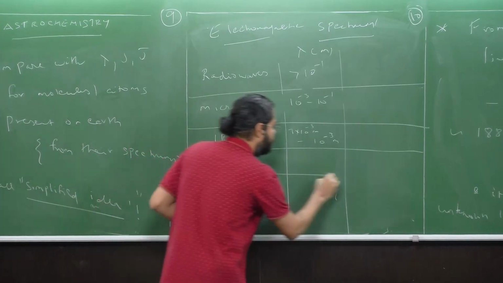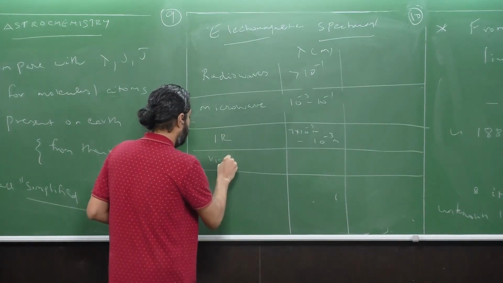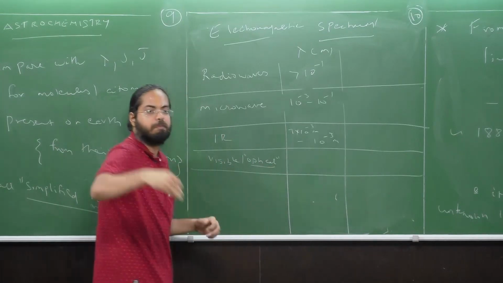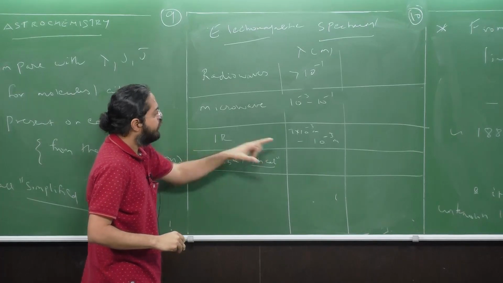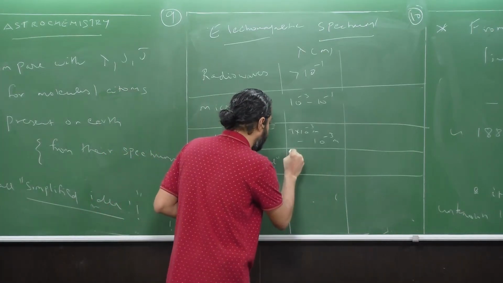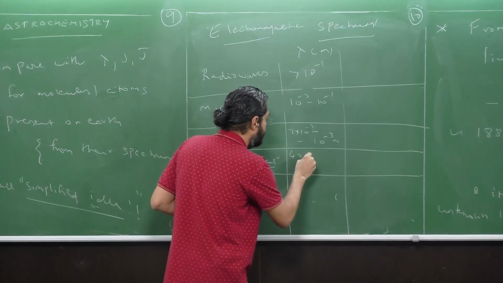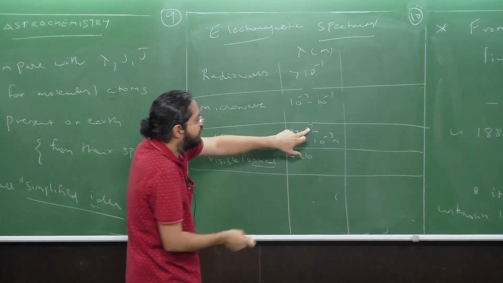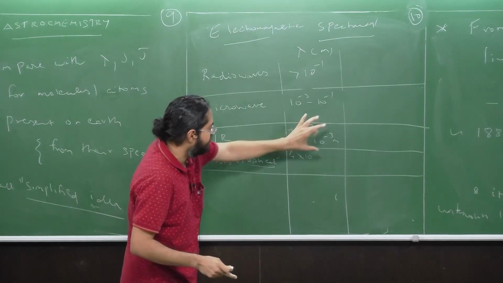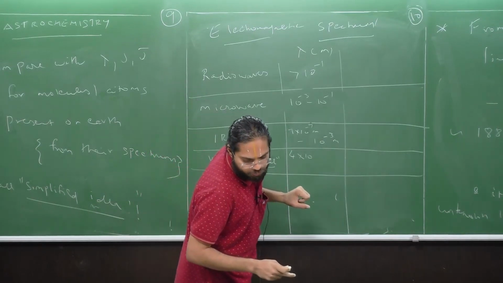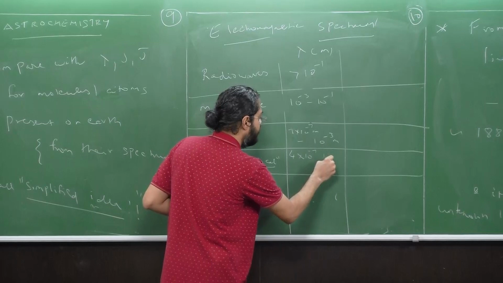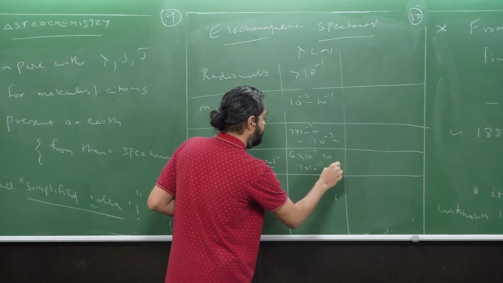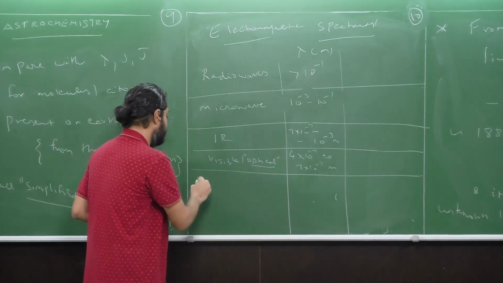The next region is the visible region. People also call it the region for optical spectroscopy. The wavelength for this region is of the order of 400 nanometers, that is 4 into 10 to the power... There's a small mistake here. This should be 7, I'm talking about 700 nanometers. So the IR is a huge stretch. The visible range is going to be 4 into 10 to the power minus 7 to 7 into 10 to the power minus 7 meters. All right, so this is the visible optical range.